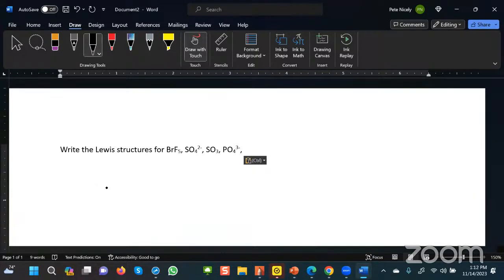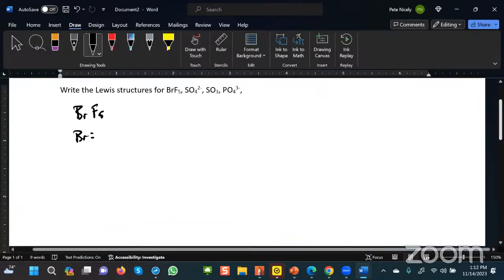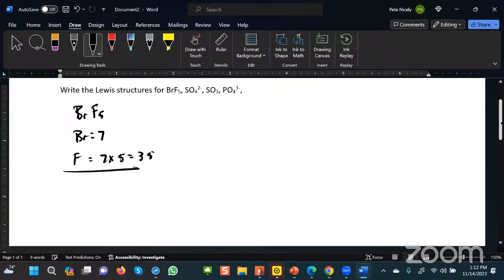Okay, so again, our task is to draw the Lewis structures for these molecules and ions. So let me start off with bromine pentafluoride. All right. So first step, of course, is to count out the valence electrons. So bromine will contribute how many? 7. And fluorine will contribute how many? 7, but we have to multiply that by 5, right? So that's 35 plus 7, that gives you 42 electrons, which would be equal to 21 pairs, right?